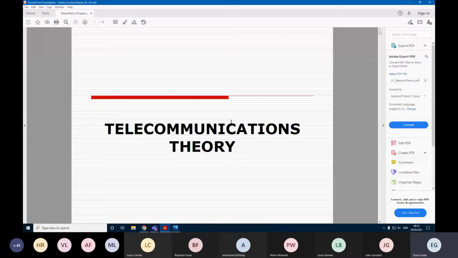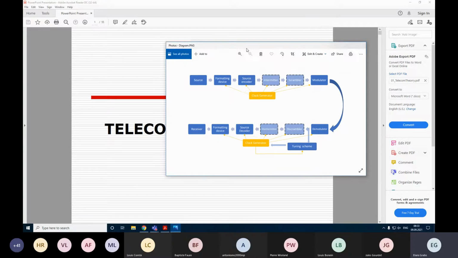So, hello again, everybody, and welcome to the first lecture of our telecommunications theory course. In this course, we will talk about telecommunication systems, and this will be our first lecture in which I am going to tell you the general structure of the system which is used to transmit digital information by using a communication system.